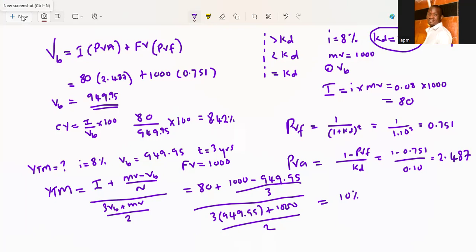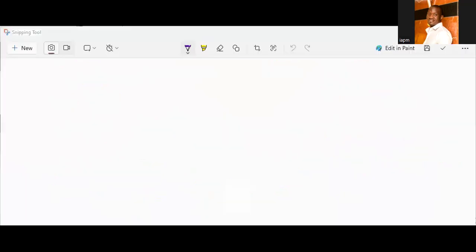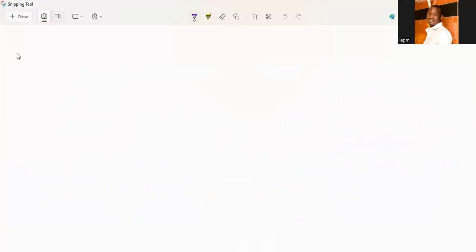Now, this is for an annual bond. When dealing with a semi-annual bond, the principle is simply the same. From our time value of money class, remember, when it's compounded annually, the formula is normal. But semi-annually means how many times are you compounding? Twice. So semi-annually is 2.